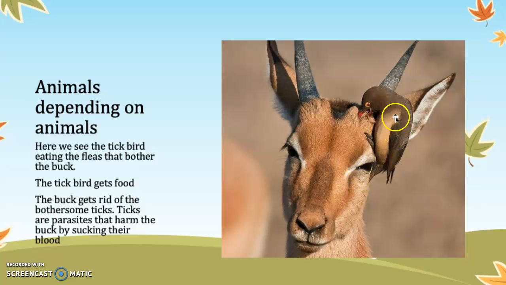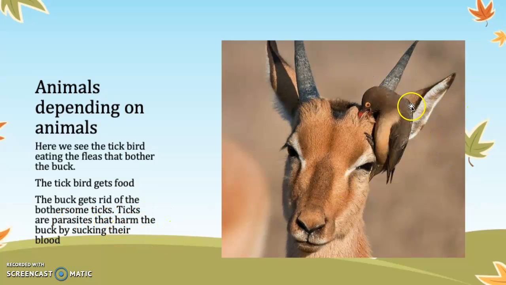If we look very closely, we can see that the tick bird is somehow scratching within the buck's head. And if we look closer at what they're saying, here we see the tick bird eating the fleas that bother the buck. As we know, fleas bite us and cause us to itch, and we get pimples. So the tick bird actually scratches around the buck's fur and eats the ticks, right? In this way, the buck gets rid of the bothersome ticks, and the ticks are actually parasites that harm the buck by sucking their blood.